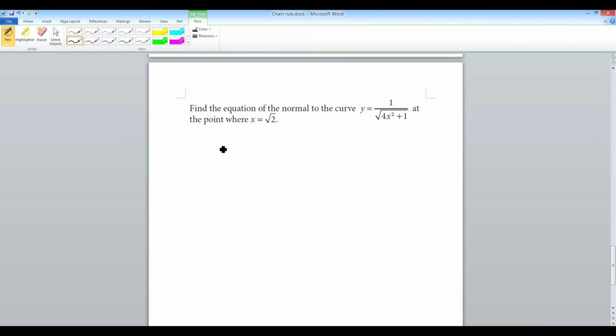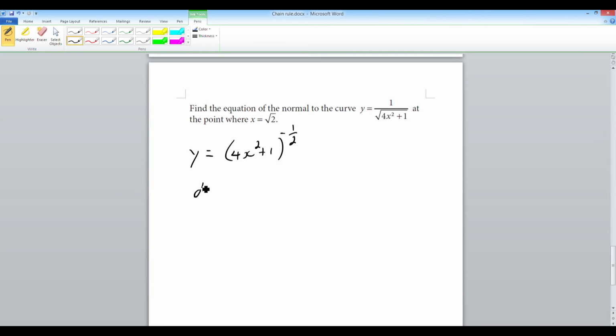gradient for the normal. So first of all I have to differentiate this. So this is y is equal to, now if I want to simplify this, I see it's 1 over, so I can make it a negative fractional power, so it's going to be 4x squared plus 1 raised to the power of a half, because it is a root, but because it is 1 over this whole thing, it becomes raised to the power of negative a half.